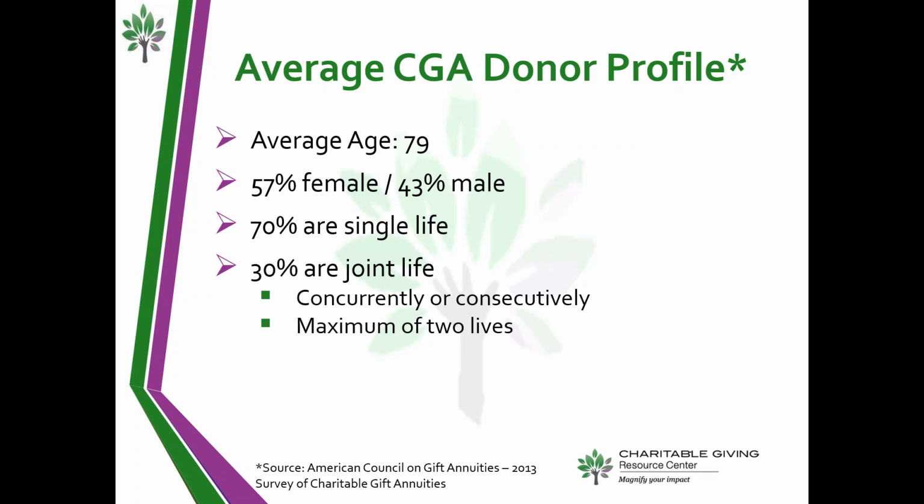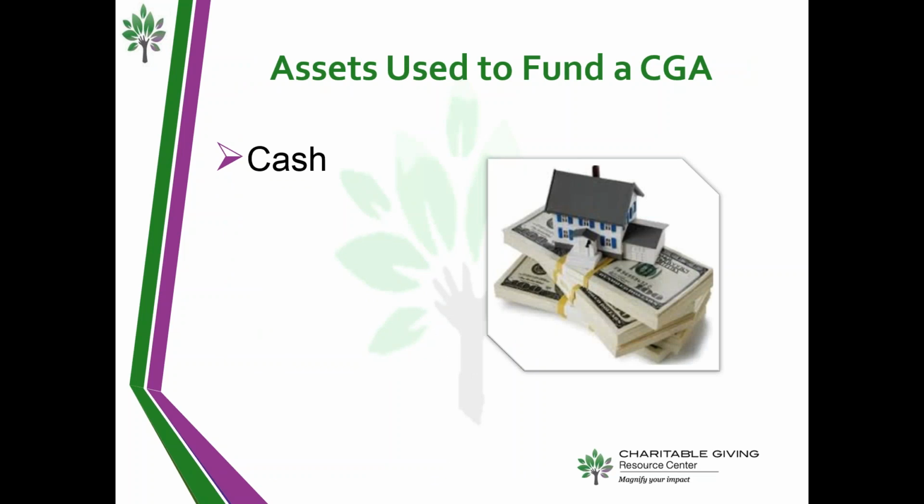These statistics come from the American Council on Gift Annuities. About 88% of people start their gift annuity income immediately. The balance would defer it.